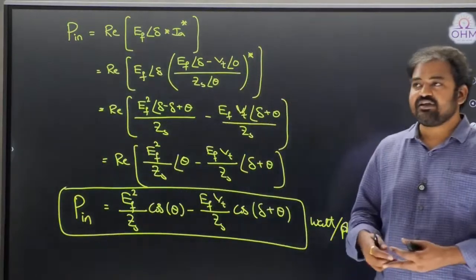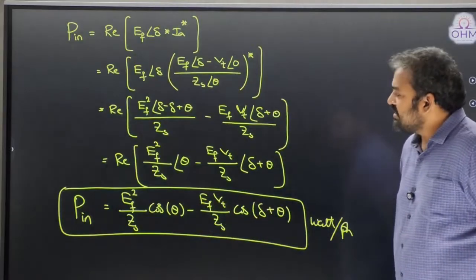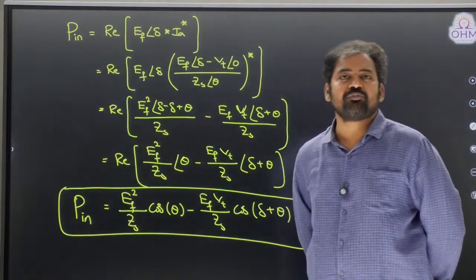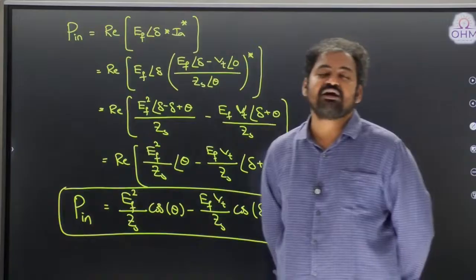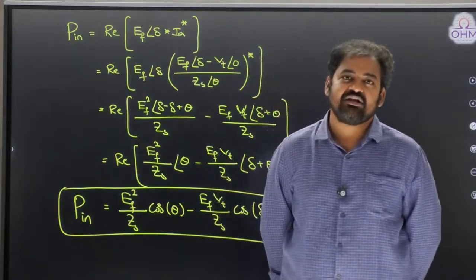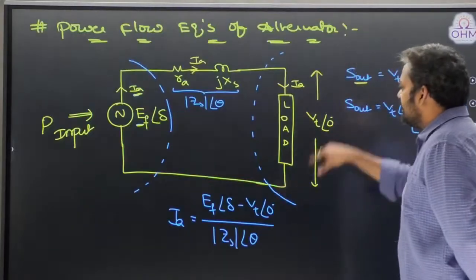If you want the three phase value, you just multiply the equation by 3. So you can see this is the active power input. Why am I not calculating reactive power input? Because input is in the mechanical domain. On the mechanical domain, only active power will be available, whereas output is an electrical quantity, in the electrical domain.